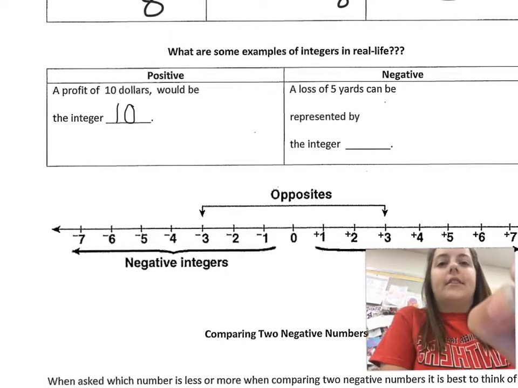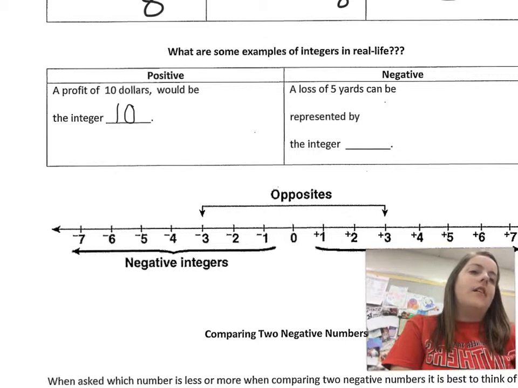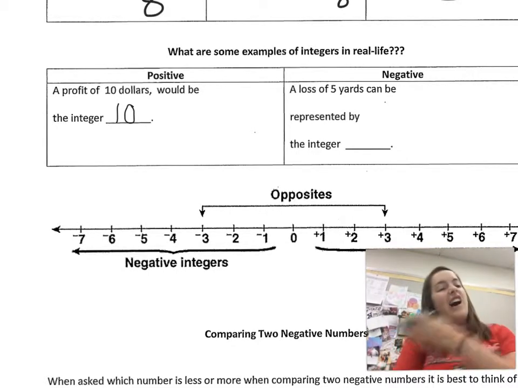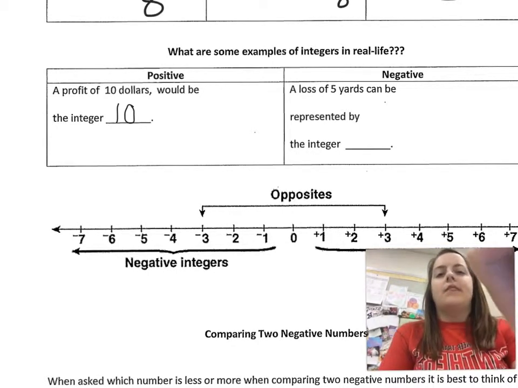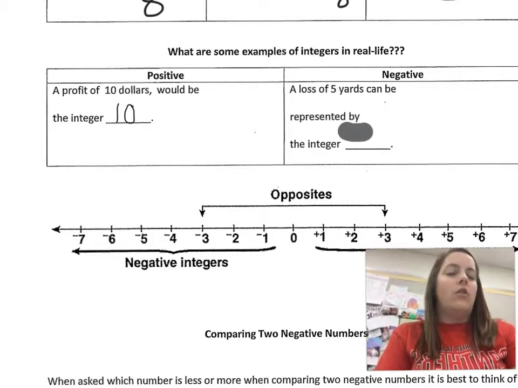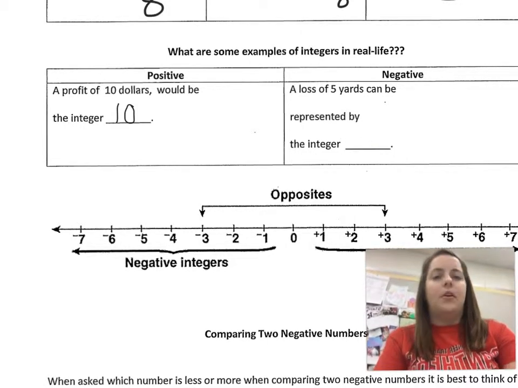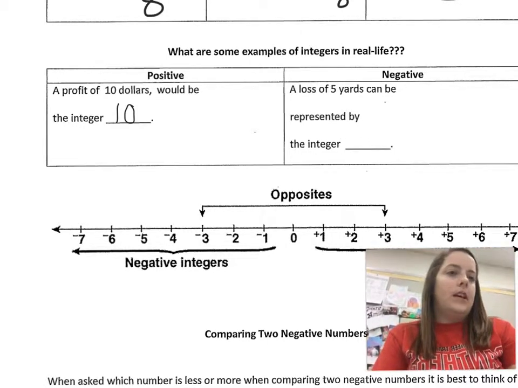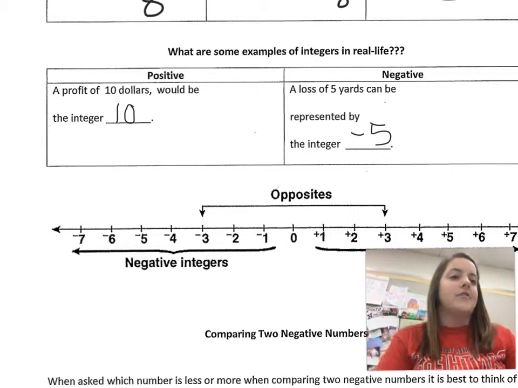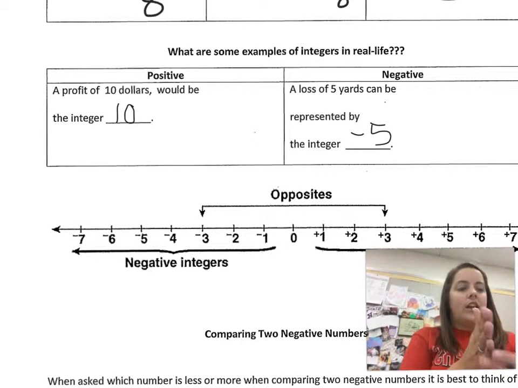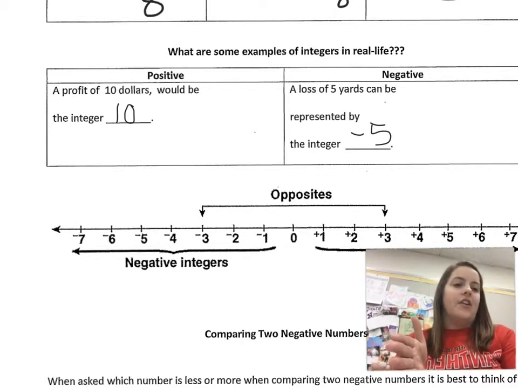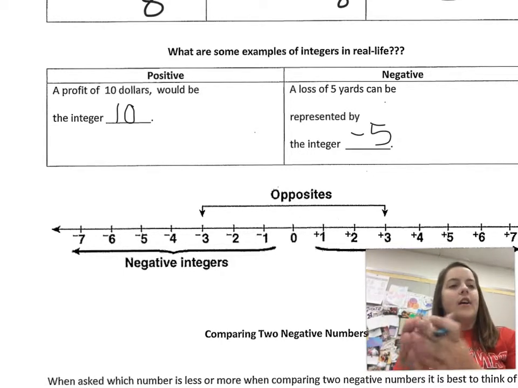Look at the negative example here. A loss of 5 yards, like in football, if you lost 5 yards, it'd be represented by the integer -5. So you were here and you've gone back 5 yards, or a -5.